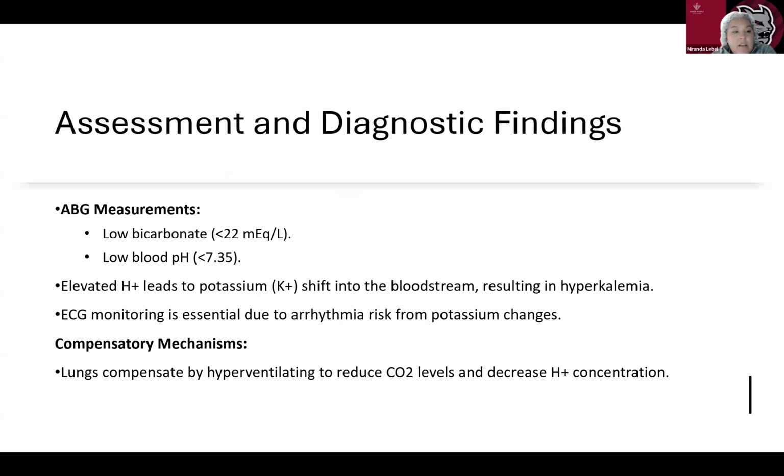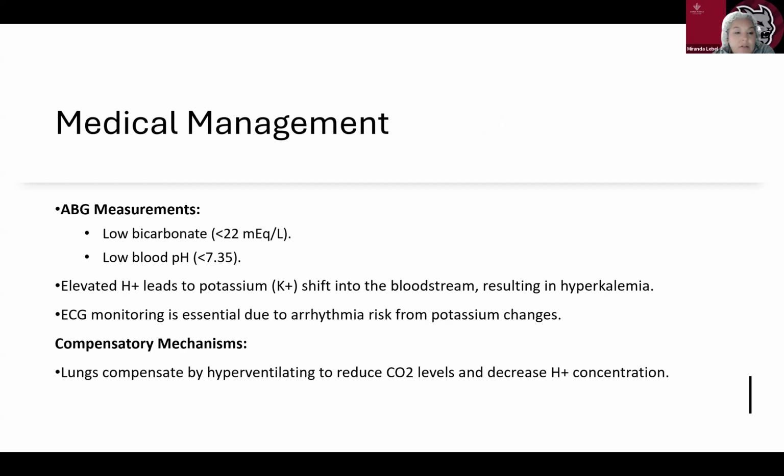Assessment and diagnostic findings. So we'll use ABG measurements, a low bicarb and a low blood pH. Elevated hydrogen leads to potassium shift into the bloodstream, resulting in hyperkalemia. We could have ECG monitoring because we want to make sure that we monitor for an arrhythmia risk with the potassium changes. And then our lungs are going to compensate by hyperventilating to reduce CO2 levels and decrease hydrogen concentration. And how do we manage these patients?